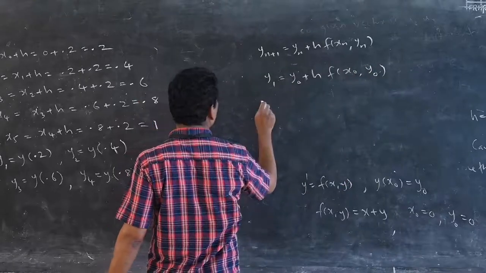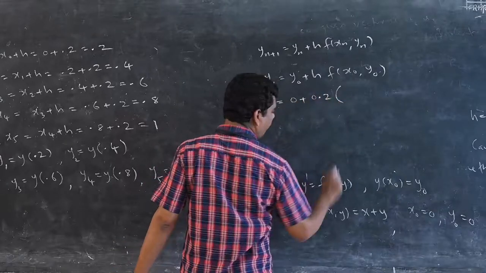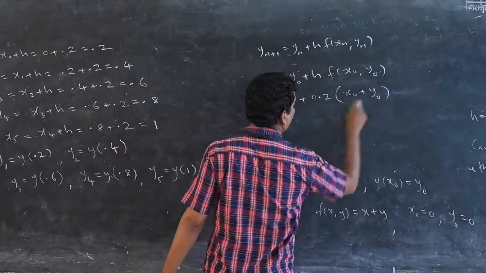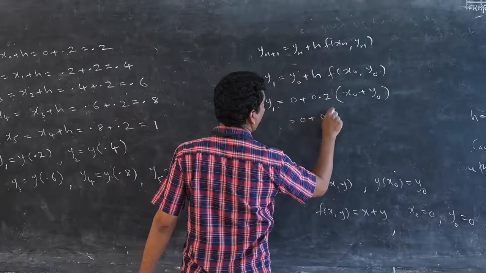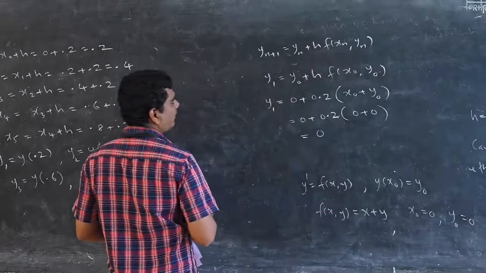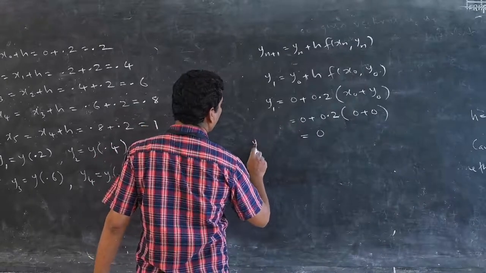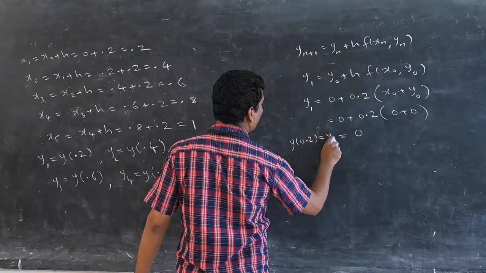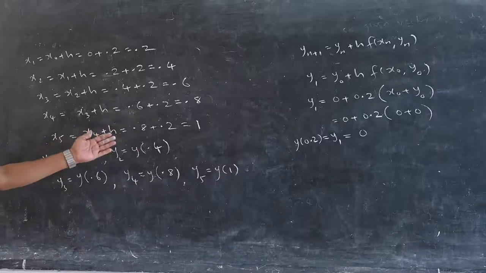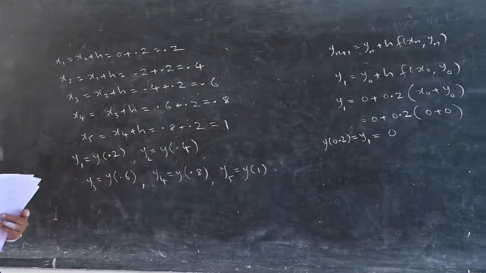So y1 is equal to y0, which is 0, plus h, which is 0.2, into f of x0, y0. Here f of x, y is x plus y, so f of x0, y0 is x0 plus y0. That is 0 plus 0.2 into x0 which is 0, plus y0 which is 0. So this is equal to 0. So y1 is equal to y of 0.2. The approximate value of the solution at 0.2 using the Euler method is 0.